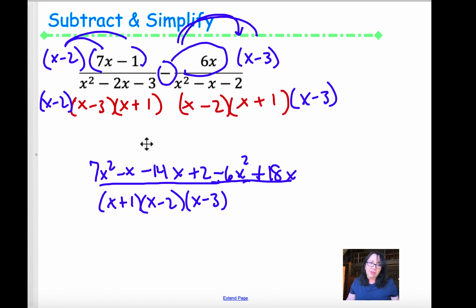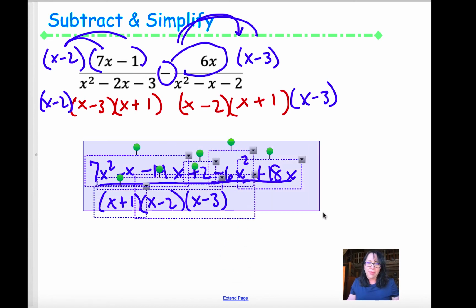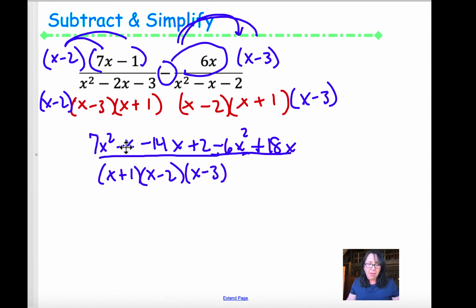So now I'm going to simplify the numerator first. In simplifying the numerator, I'm going to get 7x squared minus 6x squared is 1x squared. So I have x squared. And negative x minus 14x is negative 15x.